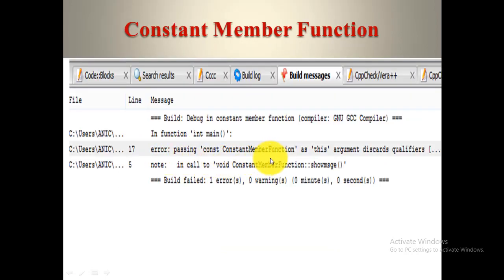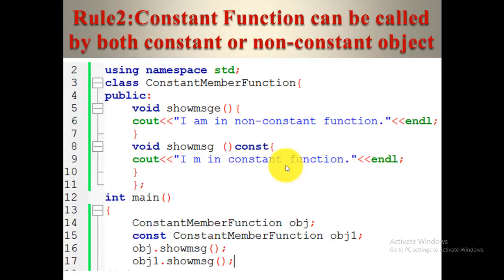Passing constant member function as this argument discards qualifiers in call to avoid constant member function show message. It means that a constant function can call only the constant function. Let's examine another rule. So this is rule number 2. A constant function can be called by both constant or non-constant objects.